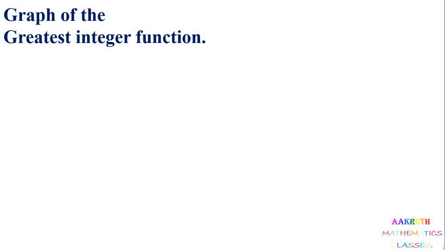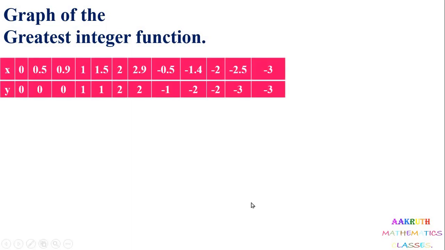So next we see the graph of the greatest integer function. We give different values for x, so we get values of y like this. Greatest integer function of 0 is 0, of 0.5 is 0, of 0.9 is 0, and of 1 is 1. Greatest integer function of 1.5 is also 1, and of 2 is 2. For different values of x, we get values of y like this.